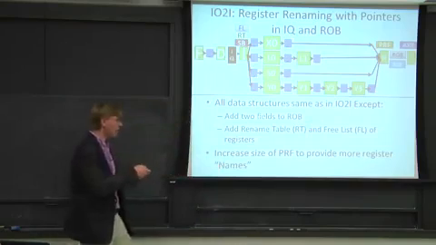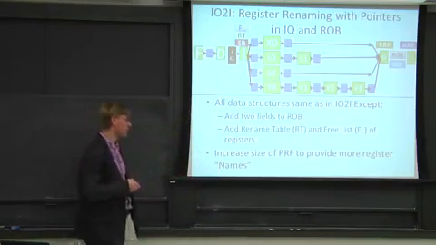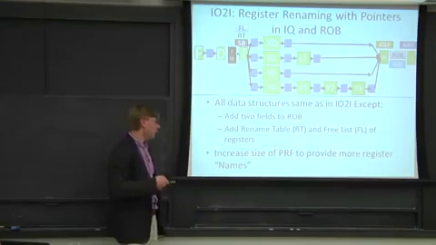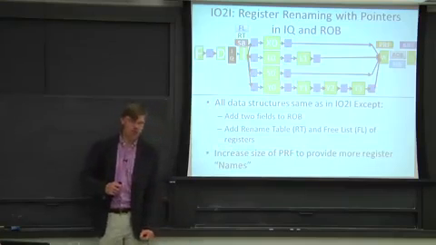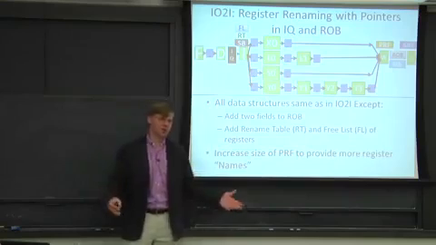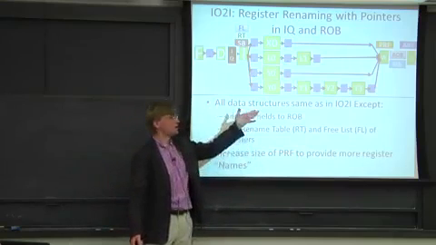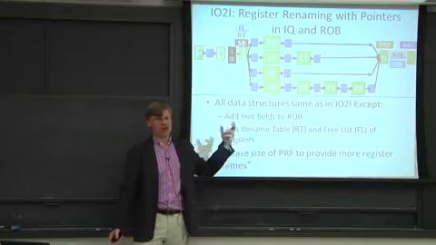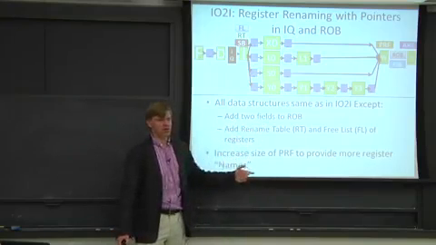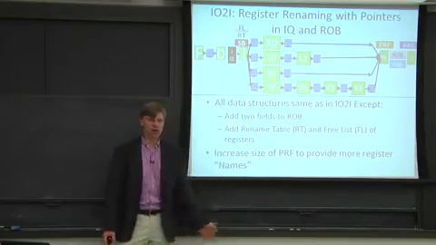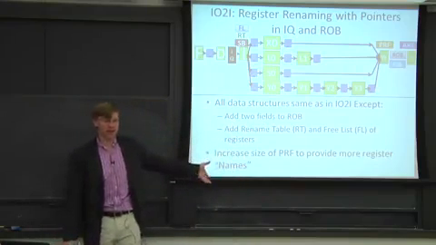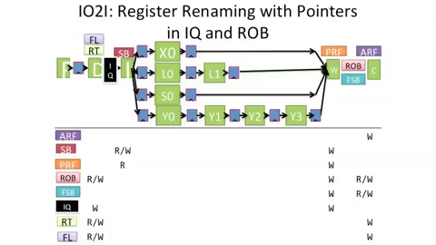We're also going to add 2 fields to the reorder buffer. I'll talk about that in a second. And we're going to want to increase the size of the physical register file so that we can get more performance. If we have the same number of physical registers as we have architectural registers, and we need to have at least 1 physical register for each architectural register, we're not going to get any more performance from having a register renaming step in our pipe.